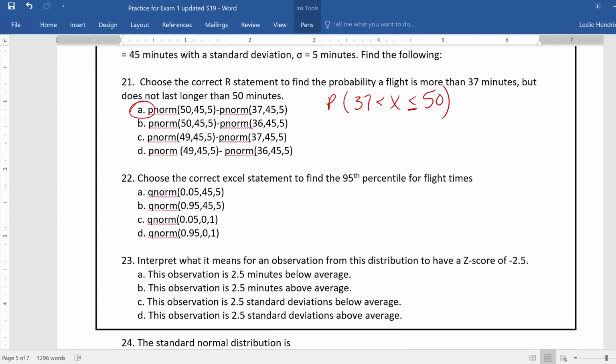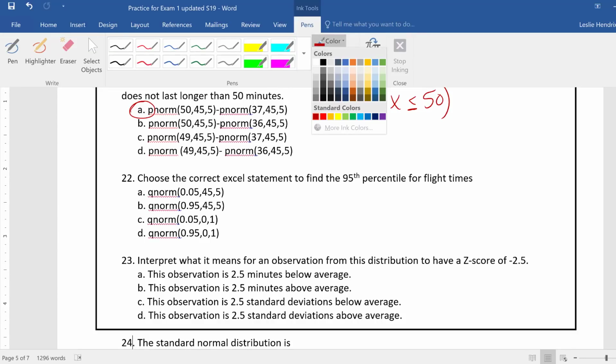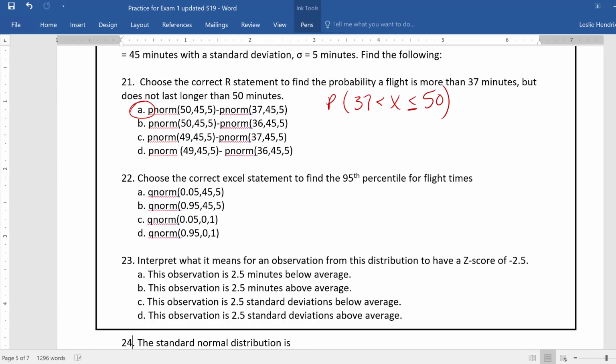Question 22, choose the correct R statement that finds the 95th percentile for flight times. So that's the Q functions. Remember, the P functions do less than or equal. The D functions plug in the X and get you the height of the curve or the height of the histogram bar. And the Q functions take a probability, an area to the left, and they return the value that corresponds to that.